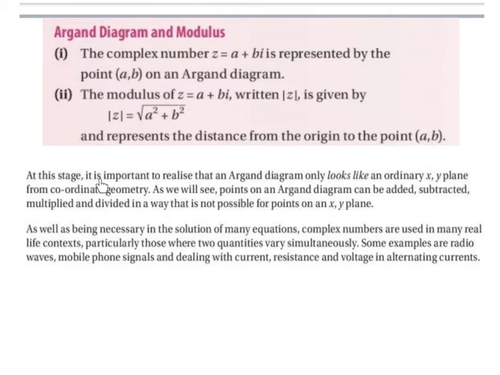At this stage, it is important to realise that an Argand diagram only looks like an ordinary xy plane from coordinate geometry. As we will see, points on the Argand diagram can be added, subtracted, multiplied and divided in a way that is not possible for points on an xy plane. As well as being necessary in the solution of many equations, complex numbers are used in many real-life contexts, particularly those where two quantities vary simultaneously. Some examples are radio waves, mobile phone signals, and dealing with current, resistance and voltage in alternating currents.